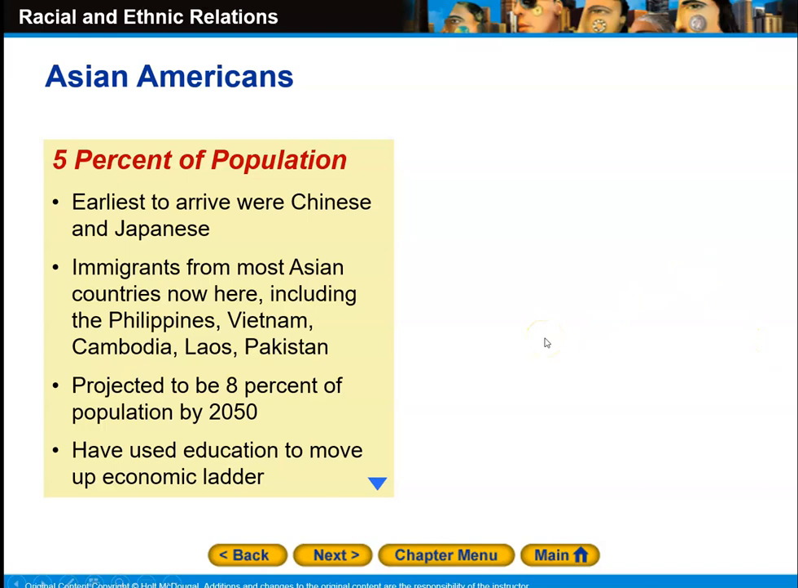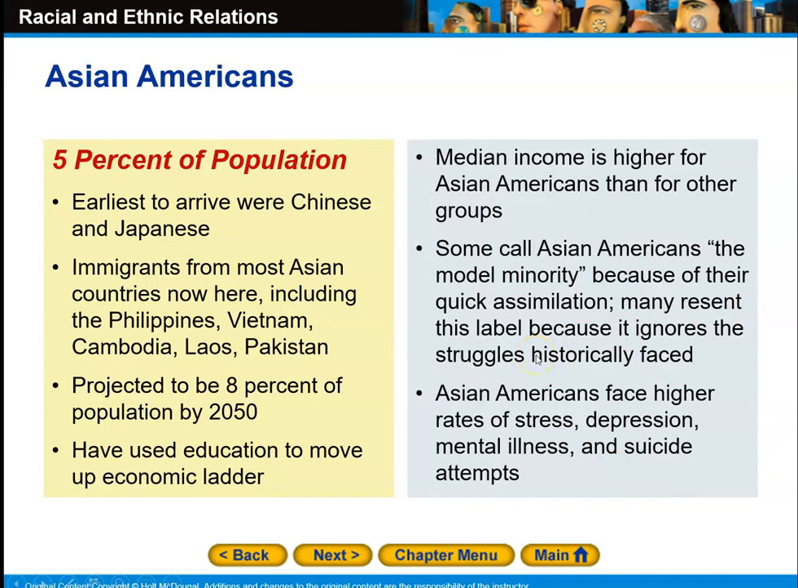Asian Americans. The earliest to arrive were Chinese and Japanese. Immigrants now come from most Asian countries, including the Philippines, Vietnam, Cambodia, Laos, and Pakistan. They are projected to be 8% of the population by 2050. They have used education to move up the economic ladder. The median income for Asian Americans is higher than for other minority groups. Some call Asians the model minority because of their quick assimilation. Many resent this label because it ignores the struggles they have historically faced.